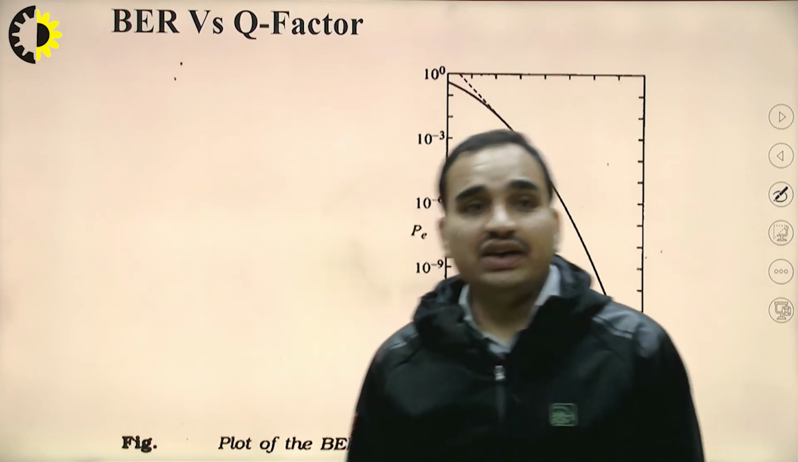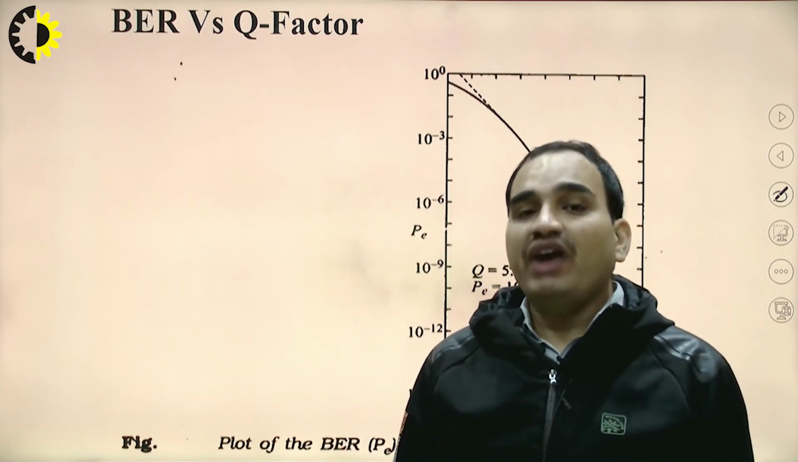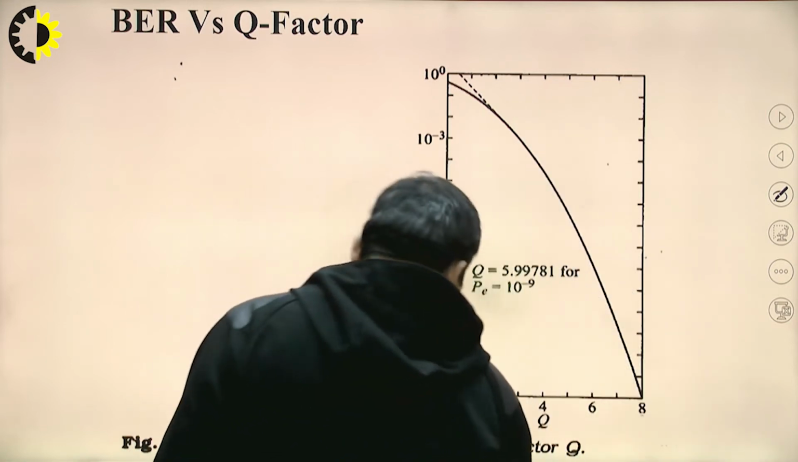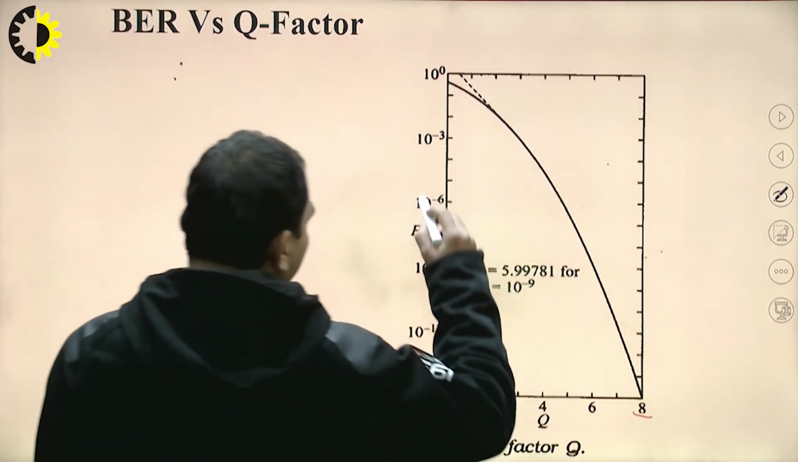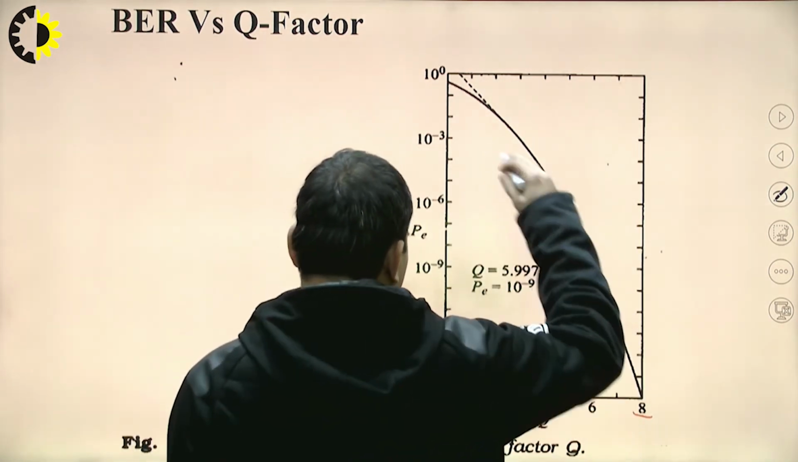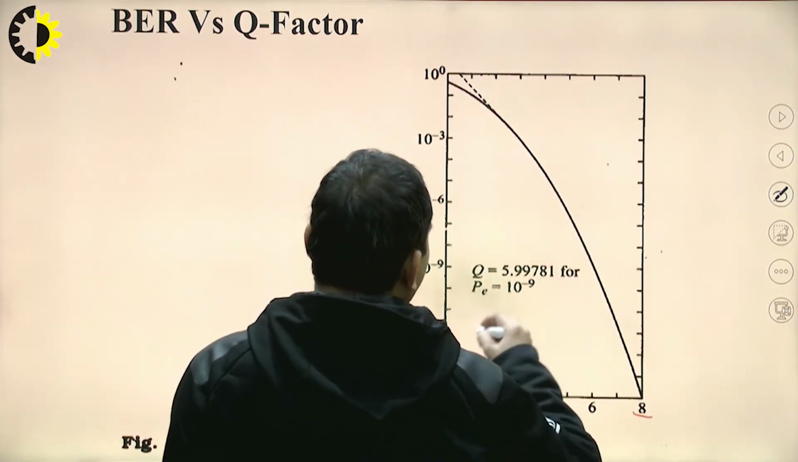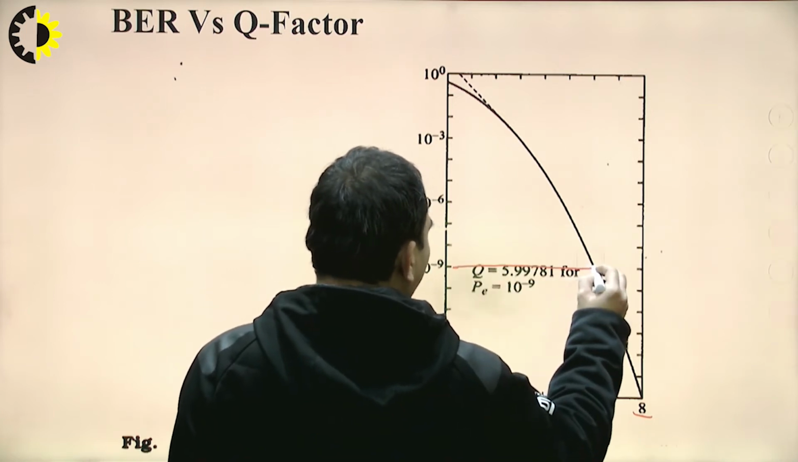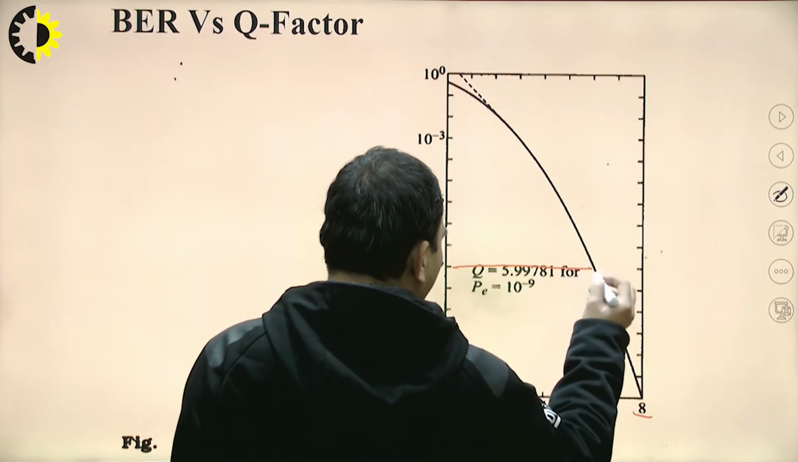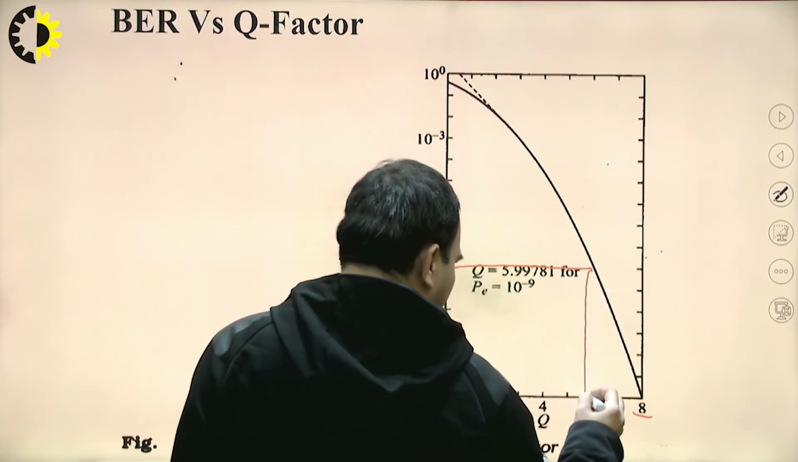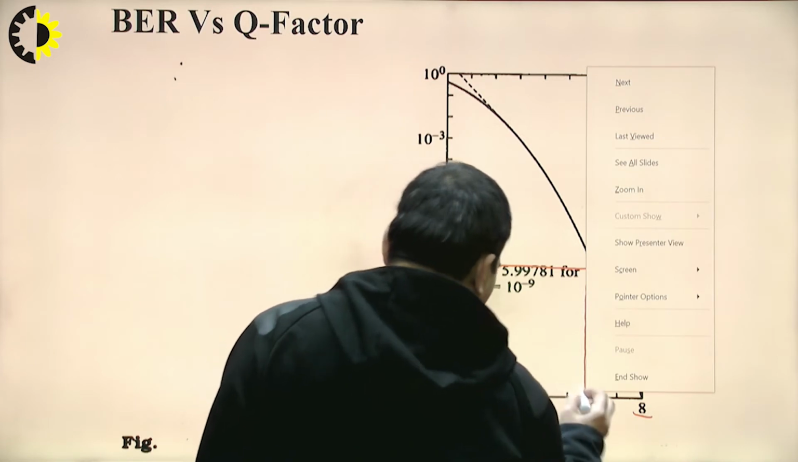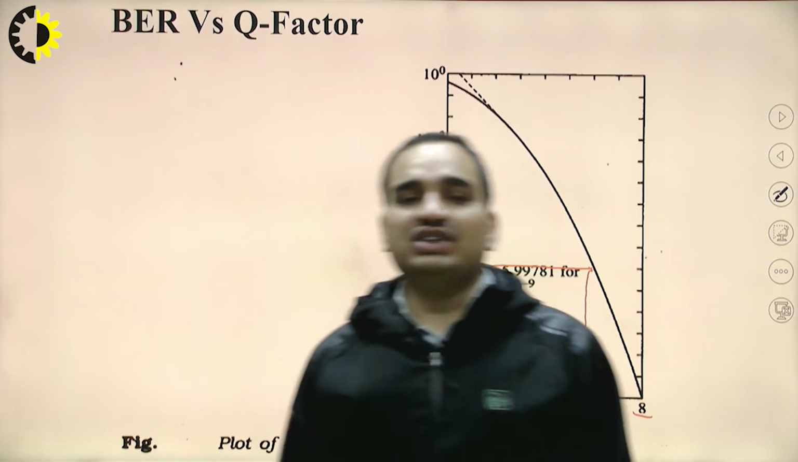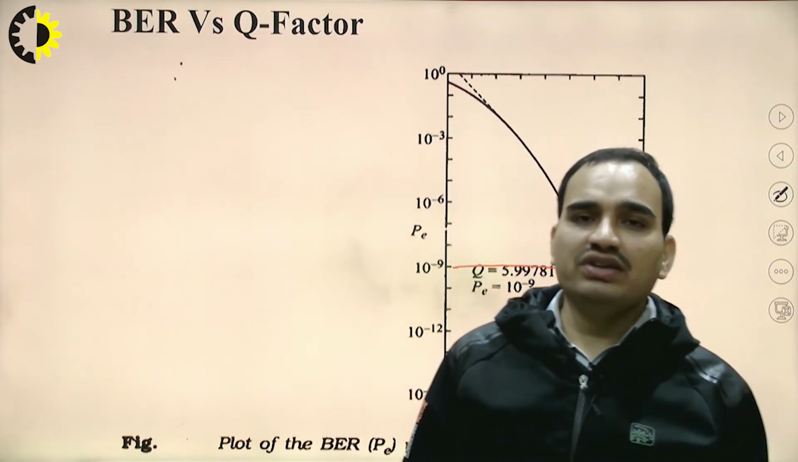So we can see here the bit error rate versus the Q factor. We can see that as the value of the Q increases from 0 to 8, the probability of error is decreasing. So here we can see the probability of error is equal to 10 to the power minus 9 for the Q value of 5.99. So this is a plot of BER versus the Q factor.